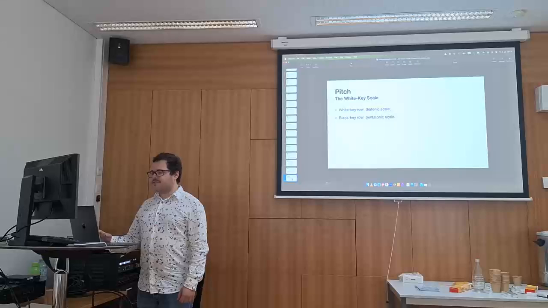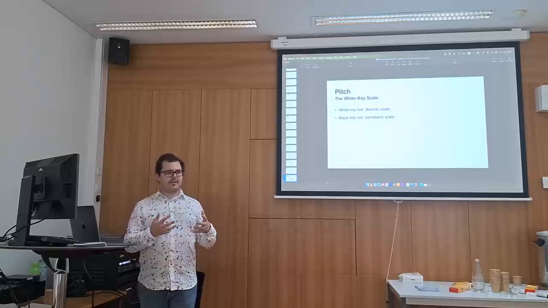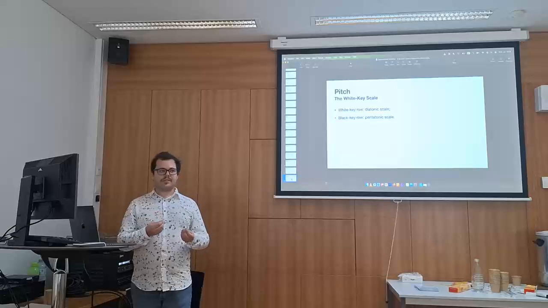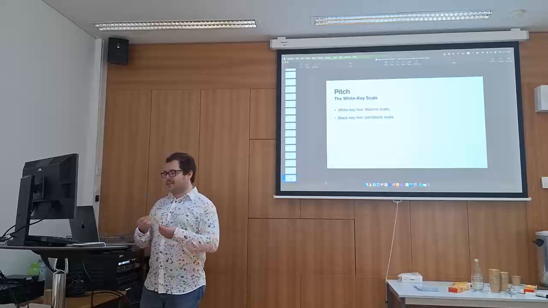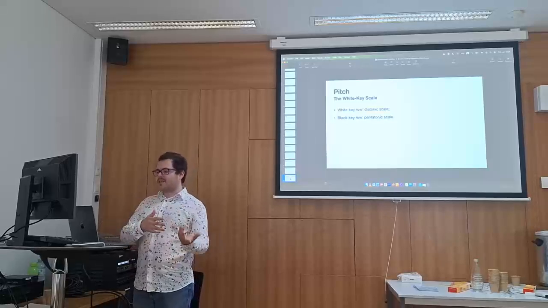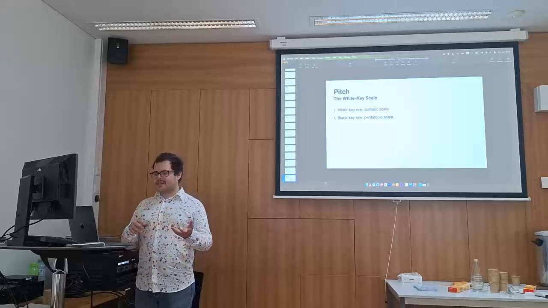Now, if we want to derive a white key scale and a black key scale from the quarter-tone scale, we need to see how it works with diatonicism. So the diatonic scale is the white key row on the piano, and the pentatonic scale is the black key row.